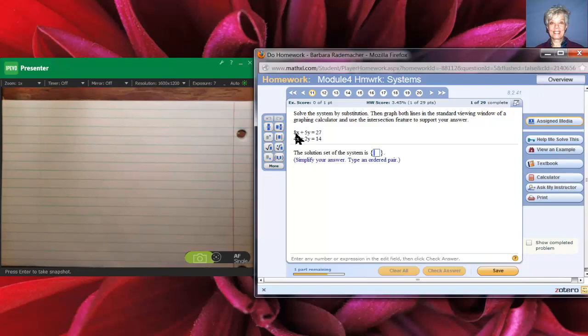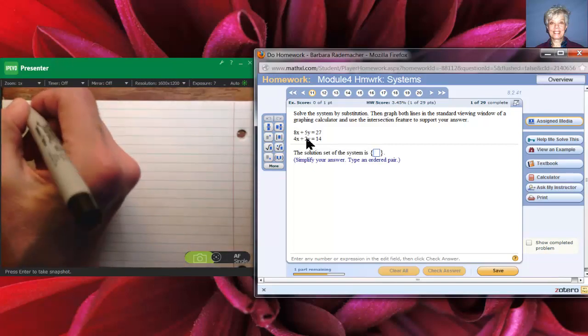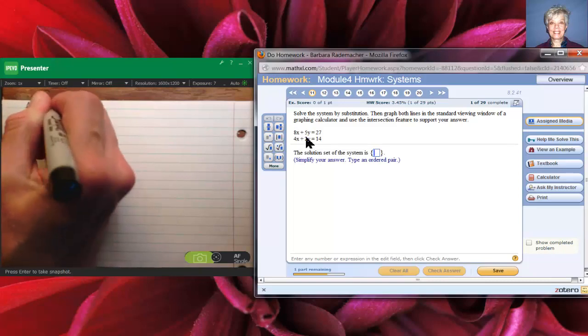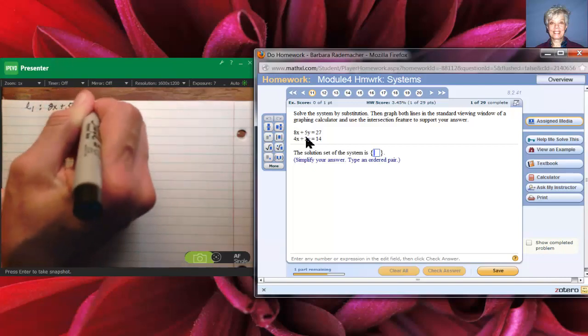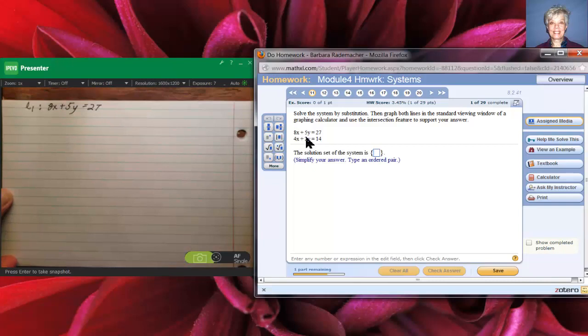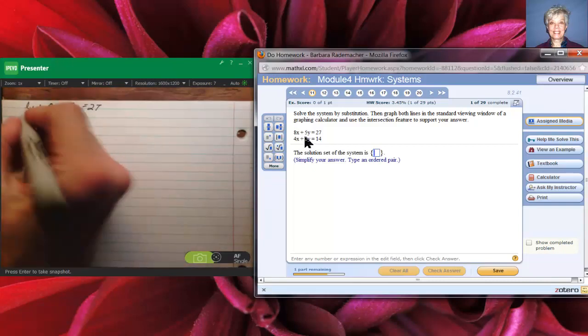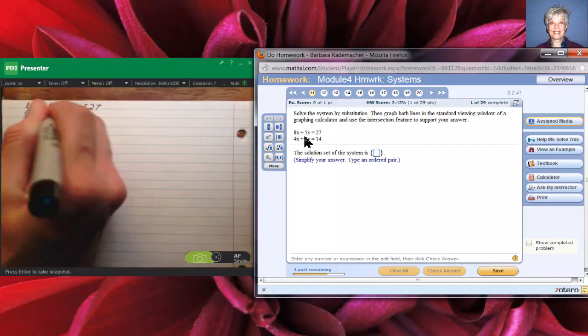That won't happen here. If I divide everything by 8, that won't work. If I divide everything by 5, it won't work. If I divide everything by 27, I'll get ugly fractions, and who wants ugly fractions? On the other hand, if I divide every term in line 2 by 2, I will get y by itself. So I'm going to do that. My line 1 is 8x plus 5y equals 27, and that's not going to be any good for a substitution equation. On the other hand, line 2 will be good for a substitution equation.